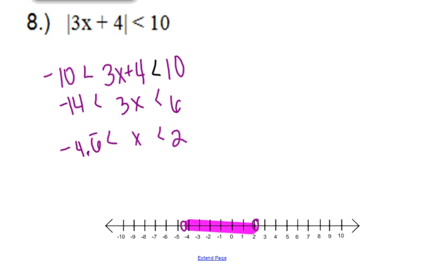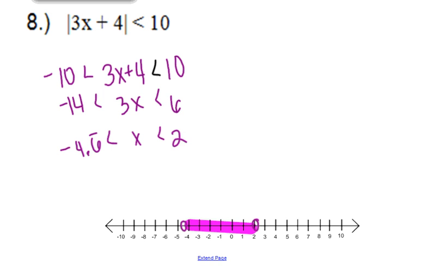So at this point you should have paused your video to solve number 8 on your own. Here's how your solution should look. Negative 4.6 repeating is less than x, is less than 2. You should have open circles at both negative 4.6 and at positive 2. And this is an and compound inequality, so we should be shading in between our two values for our solution region.